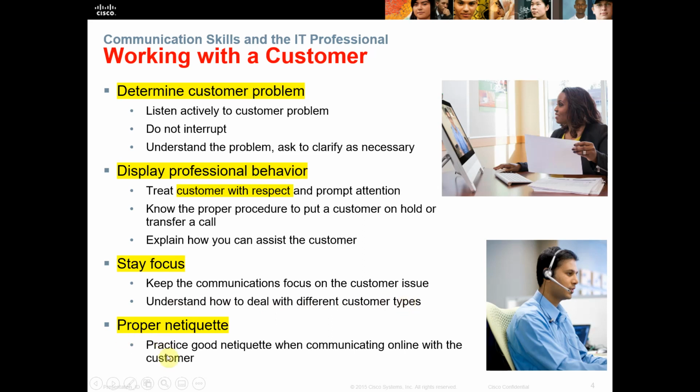Proper netiquette. Practice good netiquette when communicating online with the customer. There is a possibility that it is not directly with the customer. You have to support through online channels also. Sometimes the customer will send an email, so you have to follow good netiquette when communicating online with the customer.